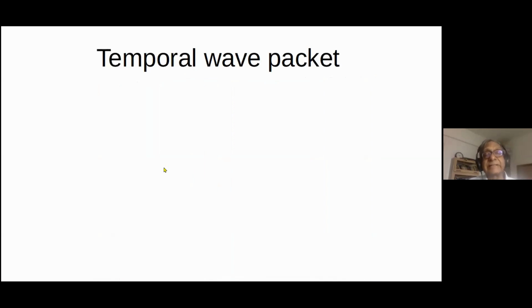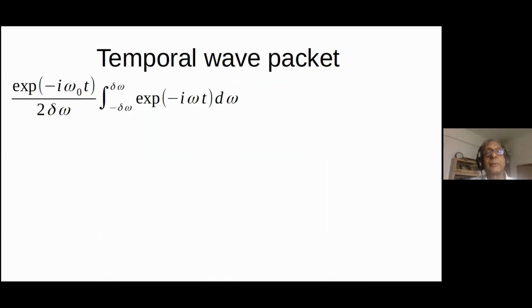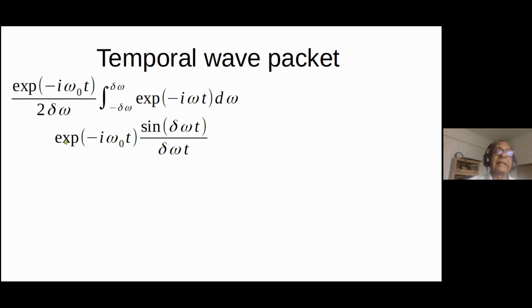And the next step we took was to superpose a continuous range of frequencies going from minus delta omega to plus delta omega. So you've seen this before, and you can do the integral. That's the most straightforward thing. And this again is the rapidly varying frequency, carrier frequency, if you like, or center frequency. And this is the slowly varying term, which is of the form sin x by x.